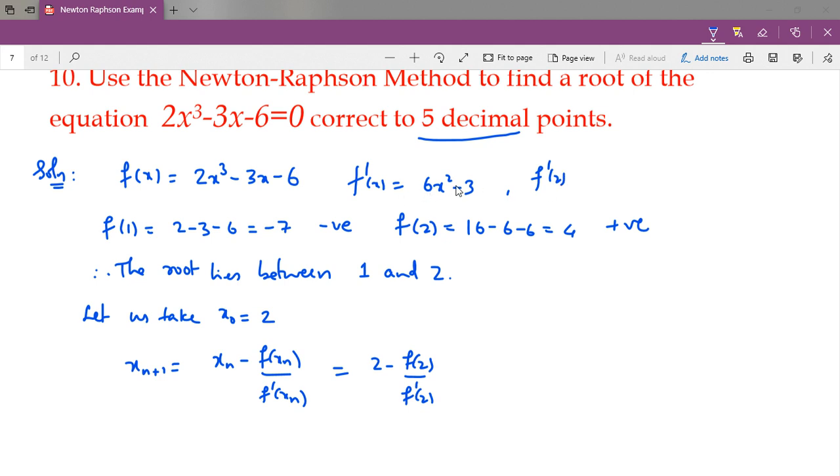So what is f dash of 2? So f dash of x is 6x square minus 3. So f dash of 2 will be 6 into 2 square, minus 3, that is 21. So this is going to be 2 minus f of 2, which I said is minus 7, divided by 21.